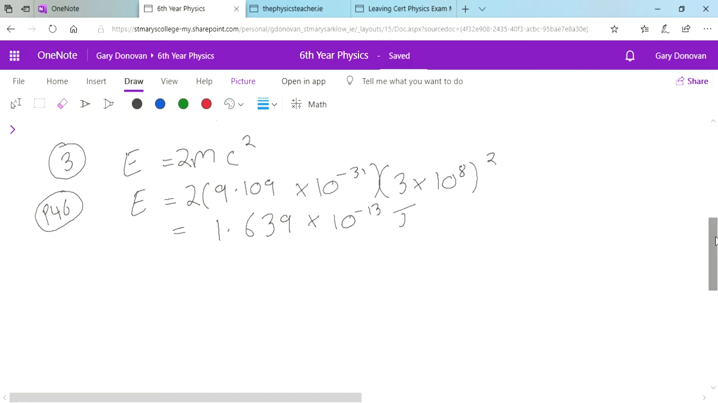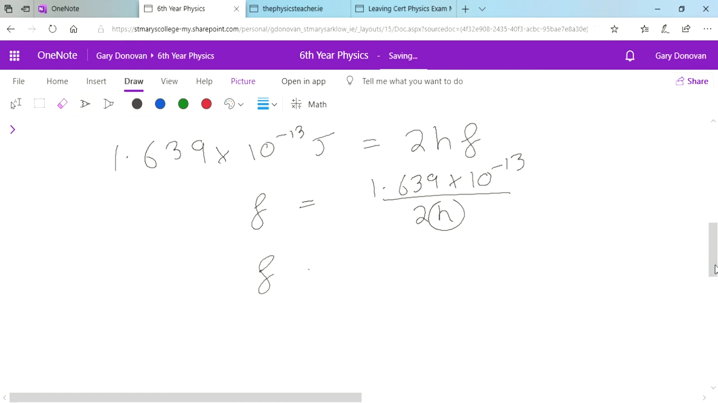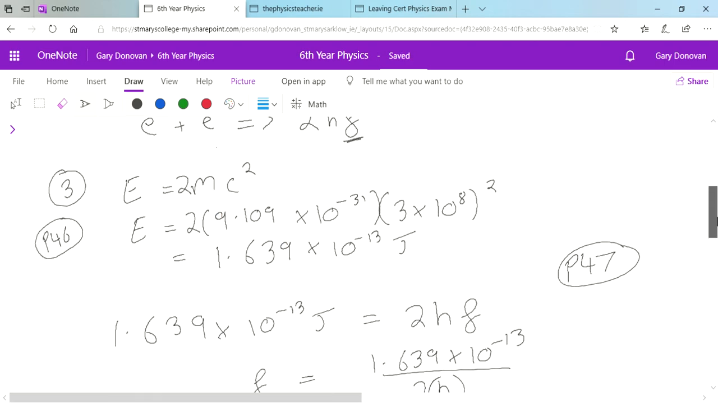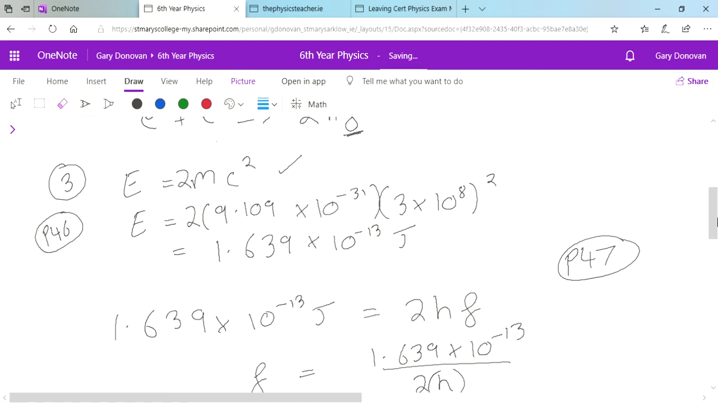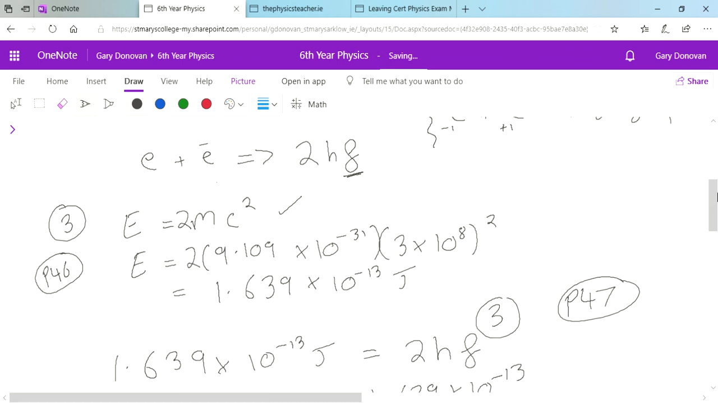So that 1.639 times 10 to the minus 13 joules is equal to 2hf. We're looking for f, so f will be 1.639 times 10 to the minus 13 divided by 2h. And h, remember, is Planck's constant, and that's on page 47 of your tables. So when you type that in, and you can go and do that now yourself if you want, you should get an answer of 1.2 times 10 to the 20 hertz. That's the frequency of the photons. For that question, you got 3 marks for writing E equals mc squared. You got 3 marks for writing E equals hf. And then you got another, I think, 3 marks for your final answer. Sorry, you should only get 2 marks for E equals mc squared. That should just be 2.